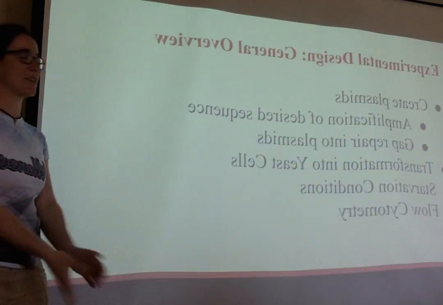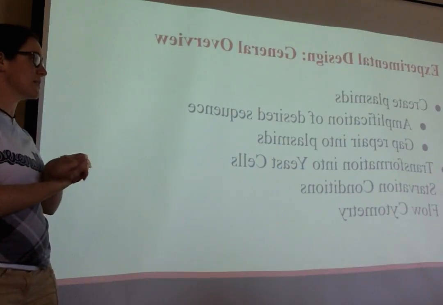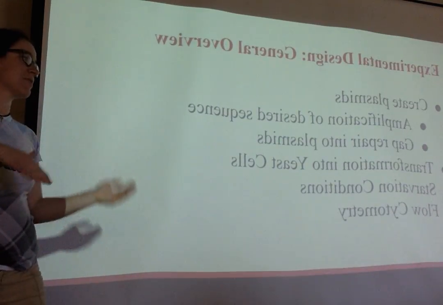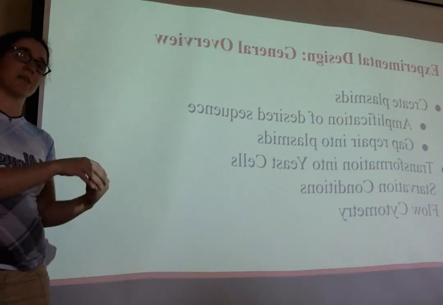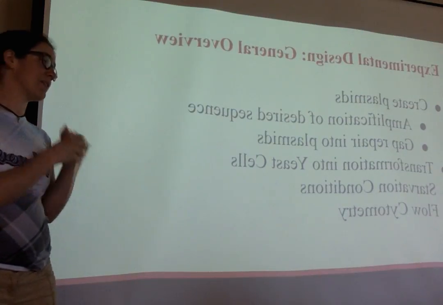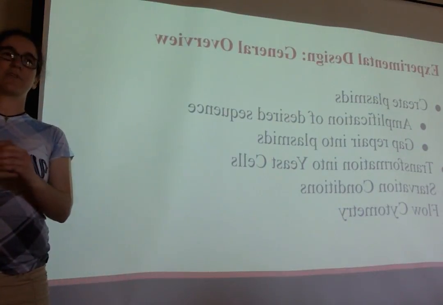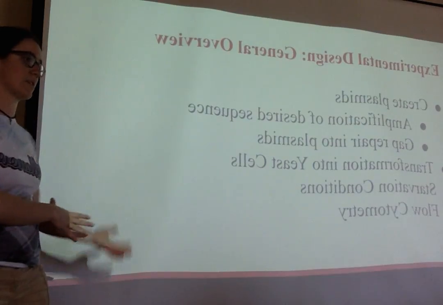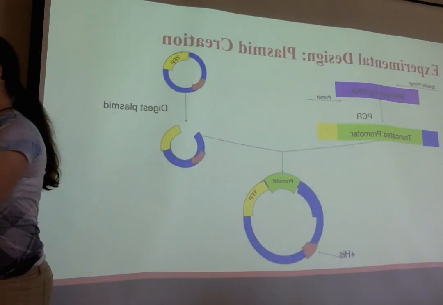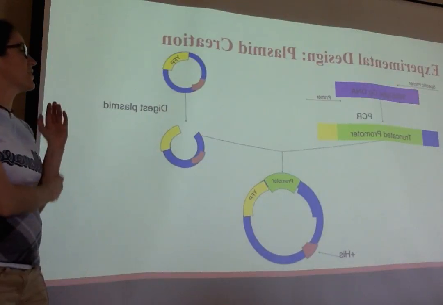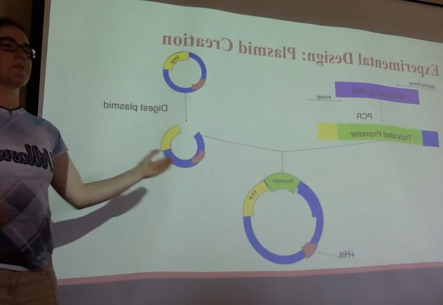So how am I going to do this? Essentially what I've done is I've created plasmids to amplify the desired sequence. I've prepared these plasmids and transformed them into yeast, and then I've starved them and used flow cytometry to determine the fluorescence.